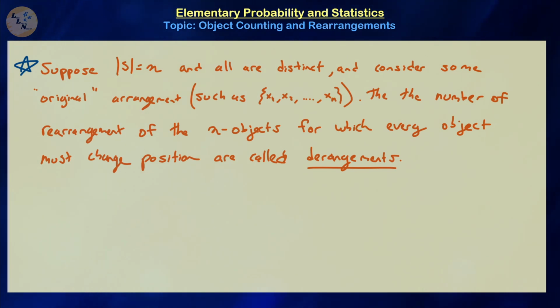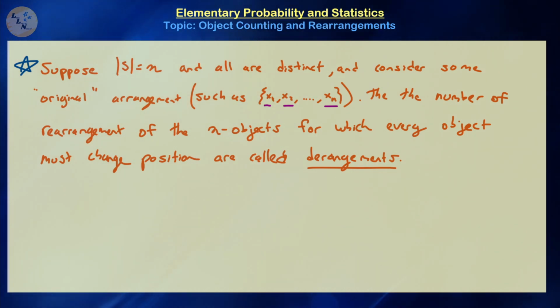So let's suppose you have another set S that has n distinct objects, and let's consider some original arrangement of those n objects. Let's define it as x1, x2, down to xn. It actually doesn't really matter how you define the initial arrangement, as long as the original arrangement has exactly n objects in it, and they're all different.